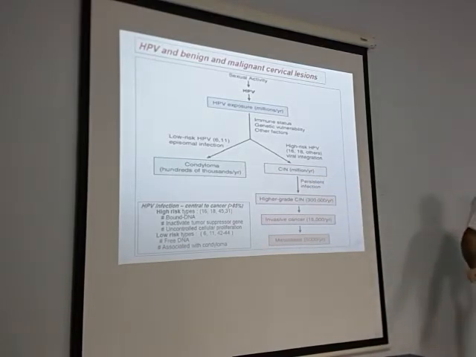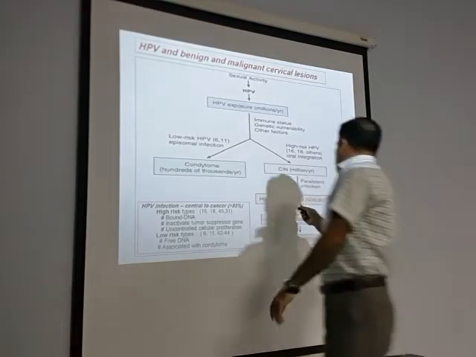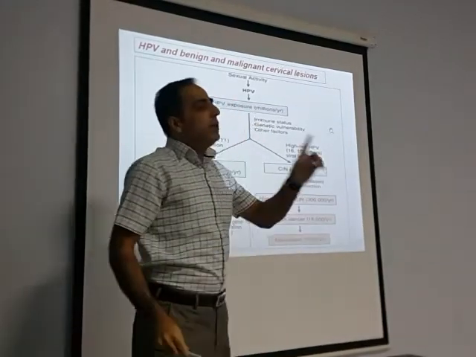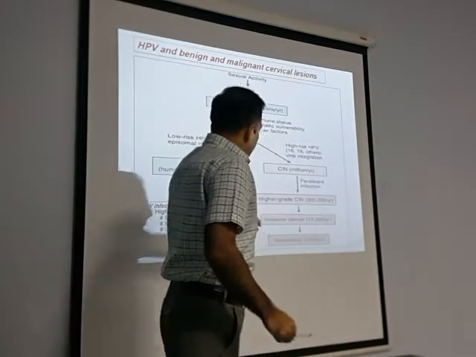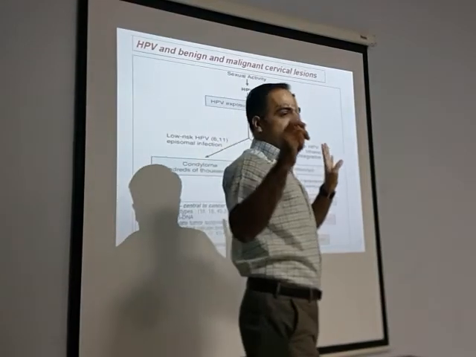It happens in 300,000 per year. So the amount is decreasing. Then with progression, it will lead to invasive cancer only in 15,000 per year. Invasive cancer will undergo metastasis only in 5,000 per year.